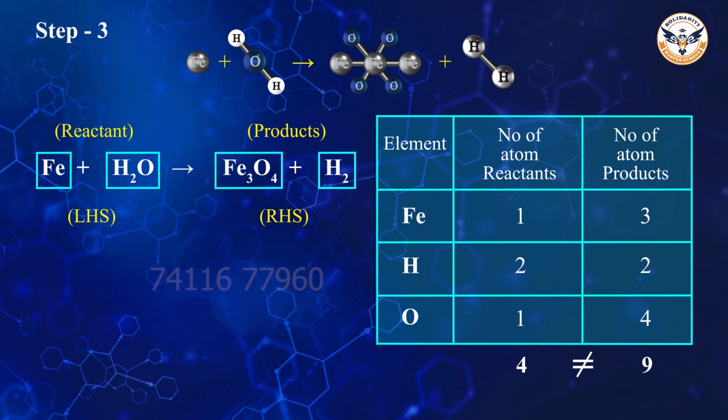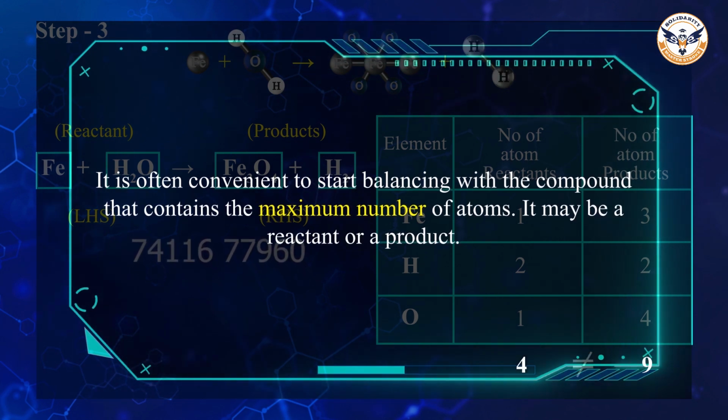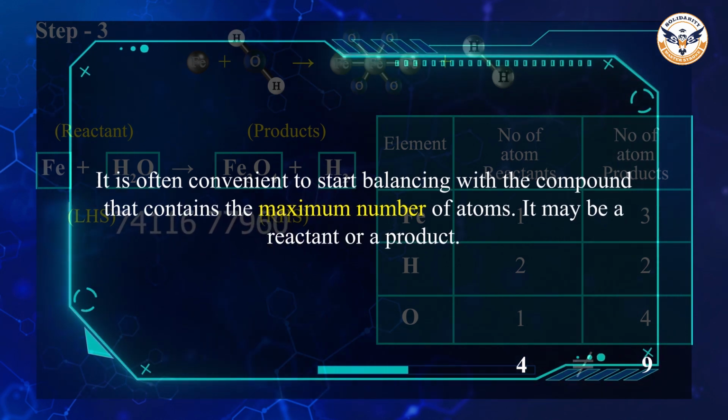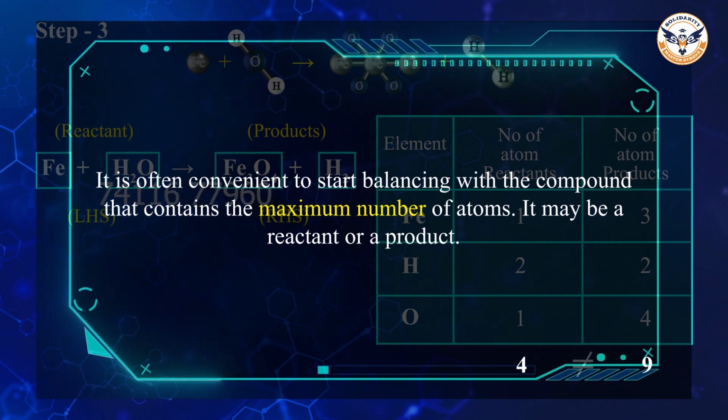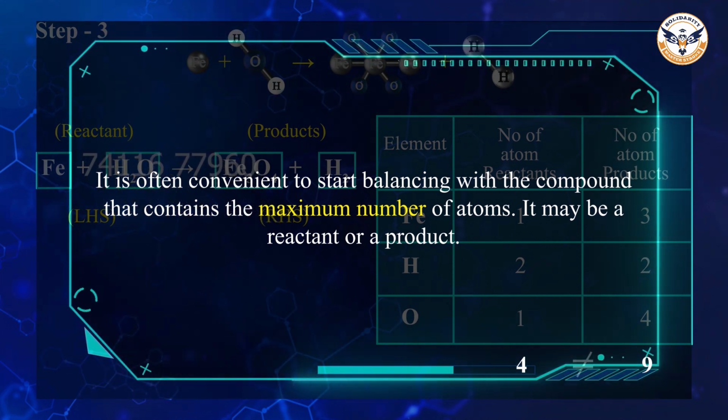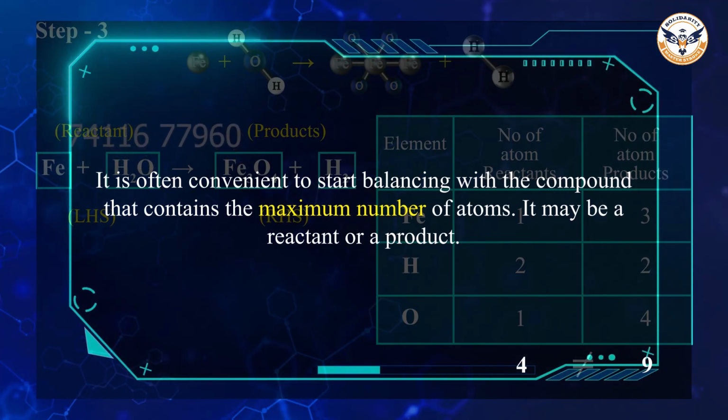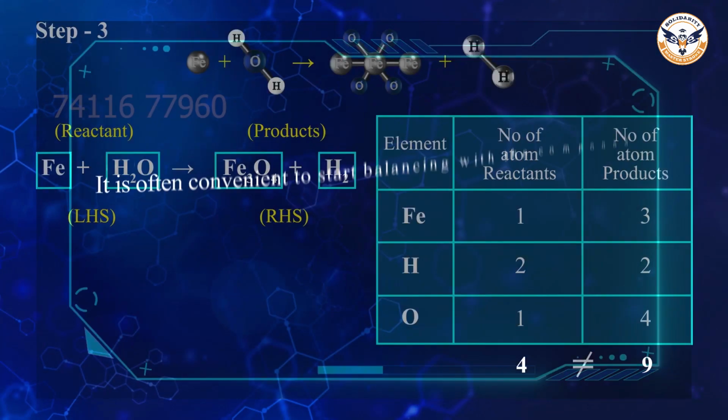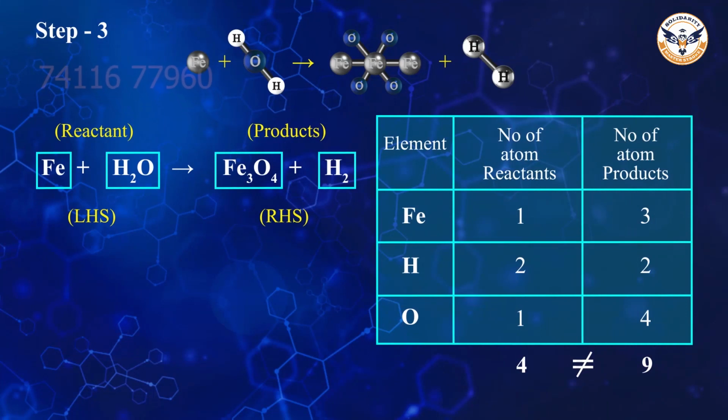Step 3. It is often convenient to start balancing with the compound that contains the maximum number of atoms. It may be a reactant or a product. With the help of this table, we can identify the element that has the most atoms. Using this table, we select oxygen. There are 4 oxygen atoms on the product side and only 1 on the reactant side.